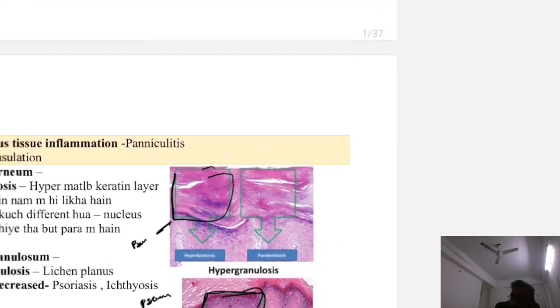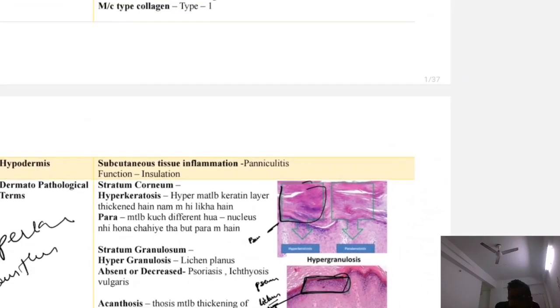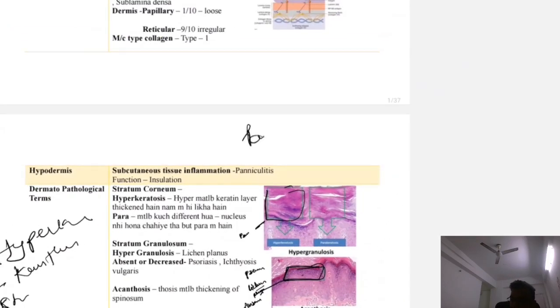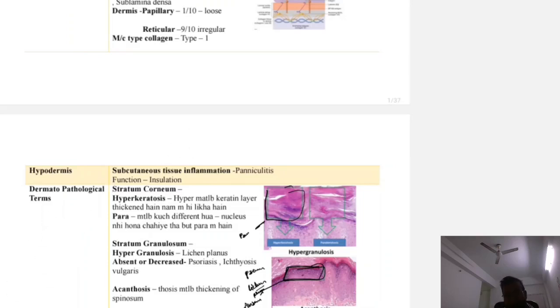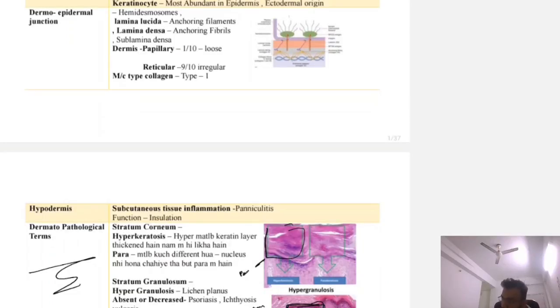What does para mean? It means something abnormal, like Olympic and then Paralympic. What is Paralympic? Paralympic is the Olympics for the physically handicapped. So parakeratosis is something abnormal. What is something abnormal? There is a nucleus present in the stratum corneum, which is not usually present there, but in this case the nucleus is present in the stratum corneum, so it is known as parakeratosis. So in parakeratosis, you have to understand that it is the nucleus which is present in the stratum corneum. Normally it is not present.